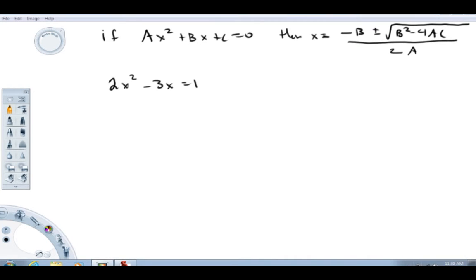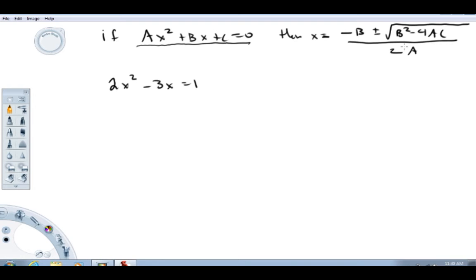Hi folks, I'm making this video to provide an example of how to use the quadratic formula for solving quadratic equations. So the quadratic formula, just as a reminder, any equation of the form ax squared plus bx plus c equals 0 has solutions of x equals minus b plus or minus the square root of b squared minus 4ac, all over 2a. So I'm going to go ahead and walk through an example of this.